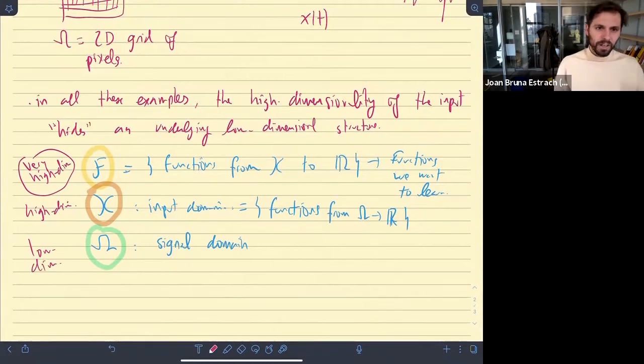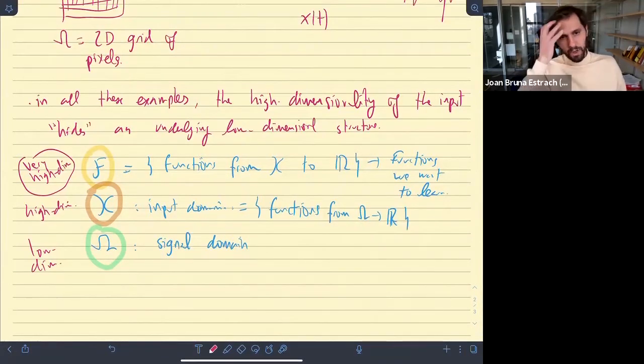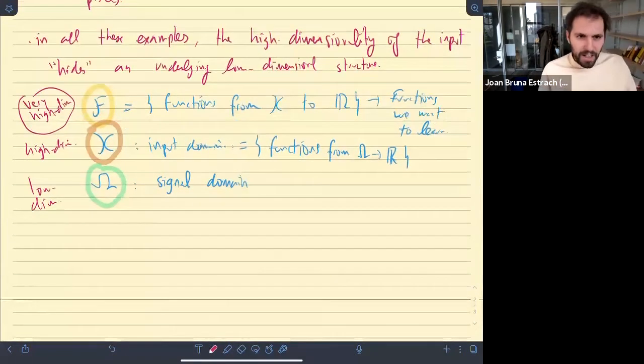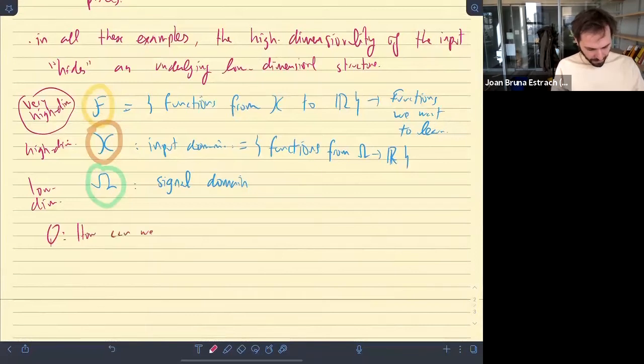Okay, so this is important. I'll be using this notation, which is also the notation we use in the book. Just to make it clear. If there's any question, please let me know. All right, so now the question, of course, is how can we use such low dimensional structure?